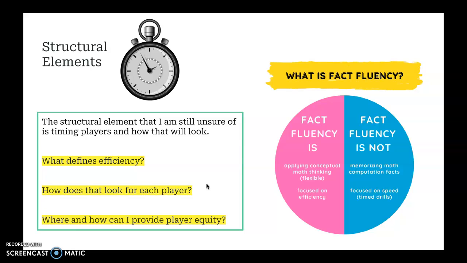And where and how can I provide player equity? Because I want to be able to give students what they need in terms of solving these fluency facts. I don't want to just leave them in the dark. So if you guys have any ideas or suggestions, I really would welcome you to write in the discussion board in our class or in the comment section below of how you think I should tackle this structural element of timing. Should I be timing them? Should I not be timing them?